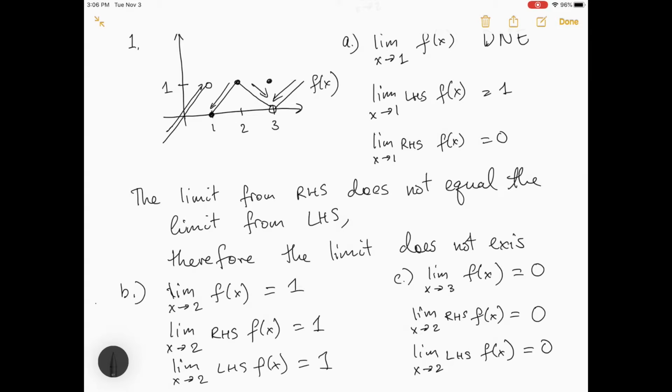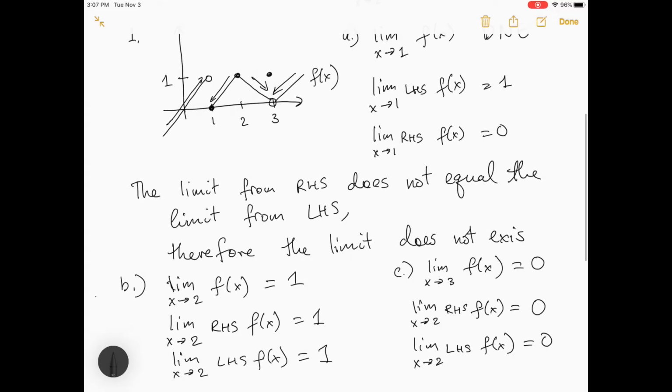Note that the value at x equal to 3 does not need to be defined, or it does not need to be equal to the limit, as long as from the left and from the right the function approaches the same value, the limit exists. In other words, if there is a pointwise discontinuity, then the limit can still exist.